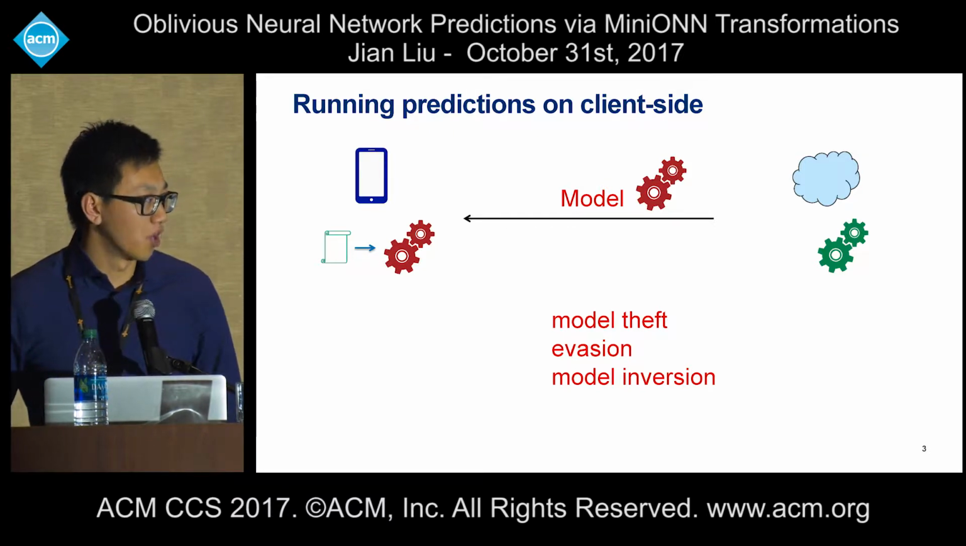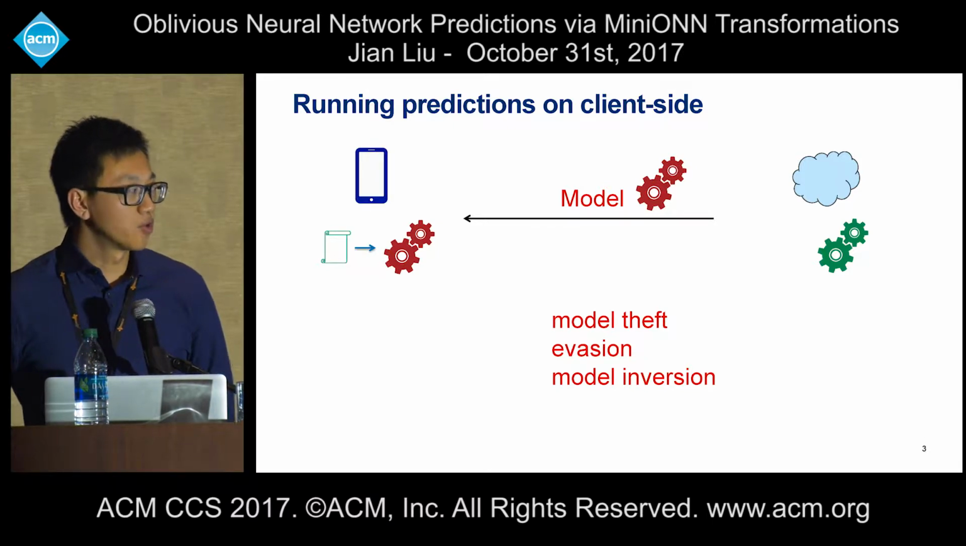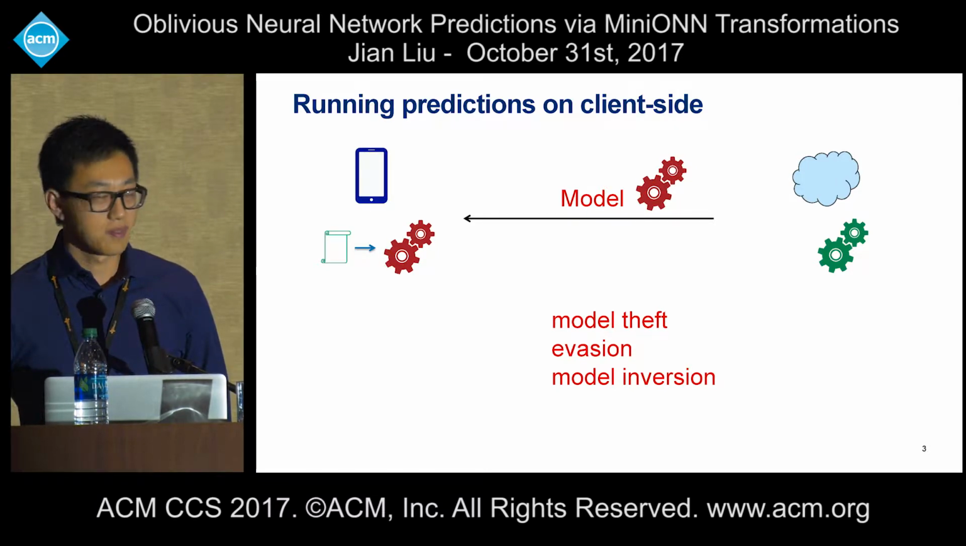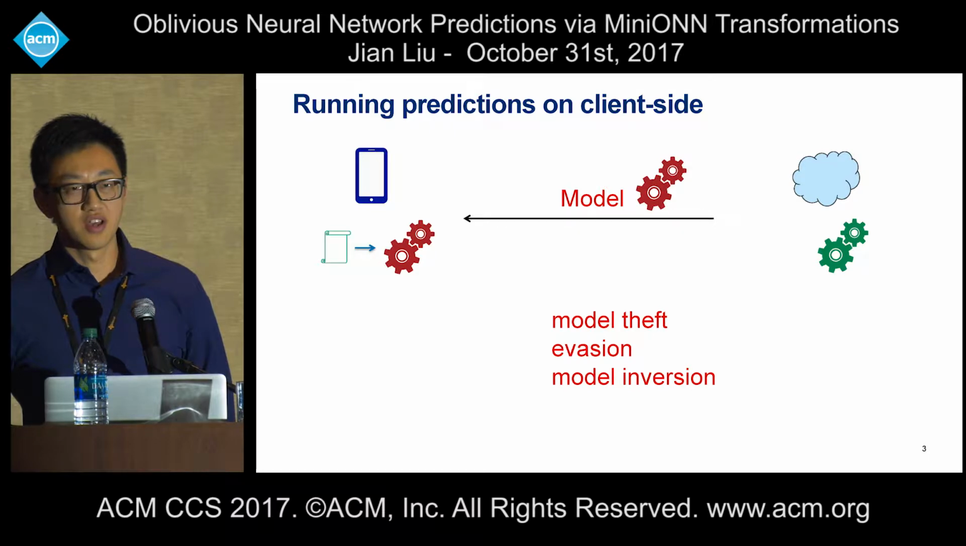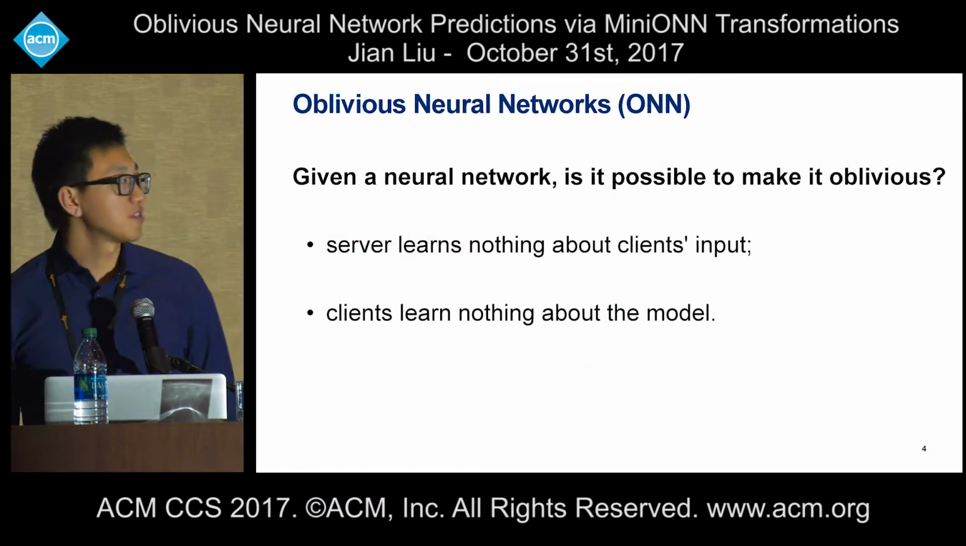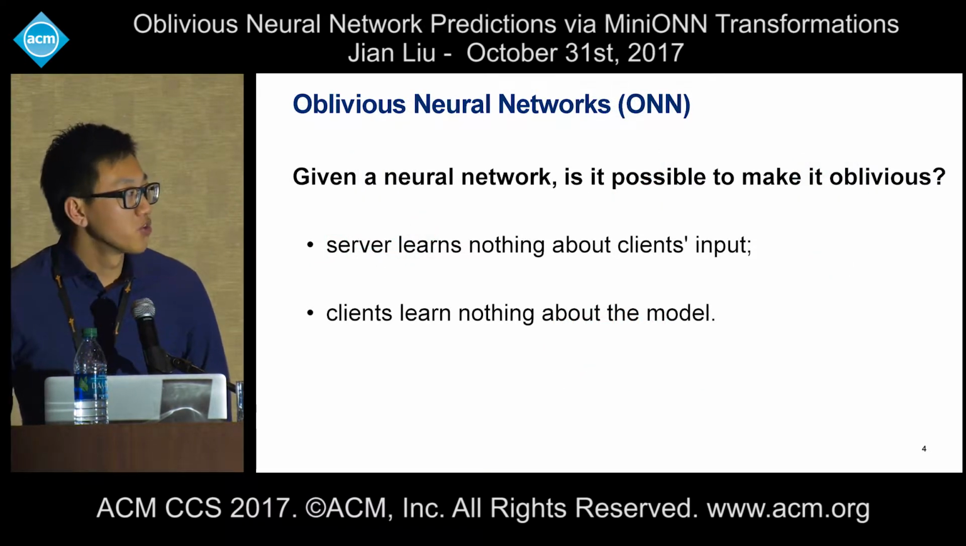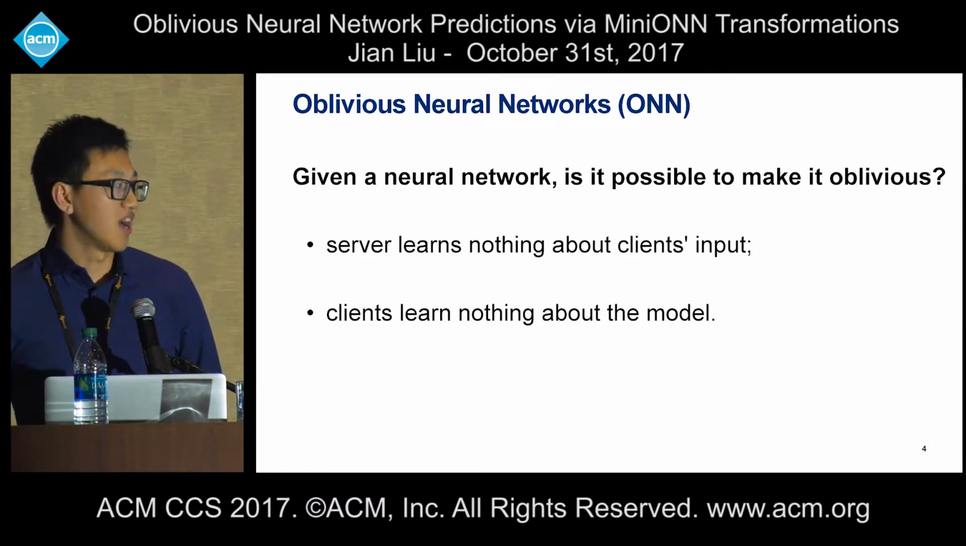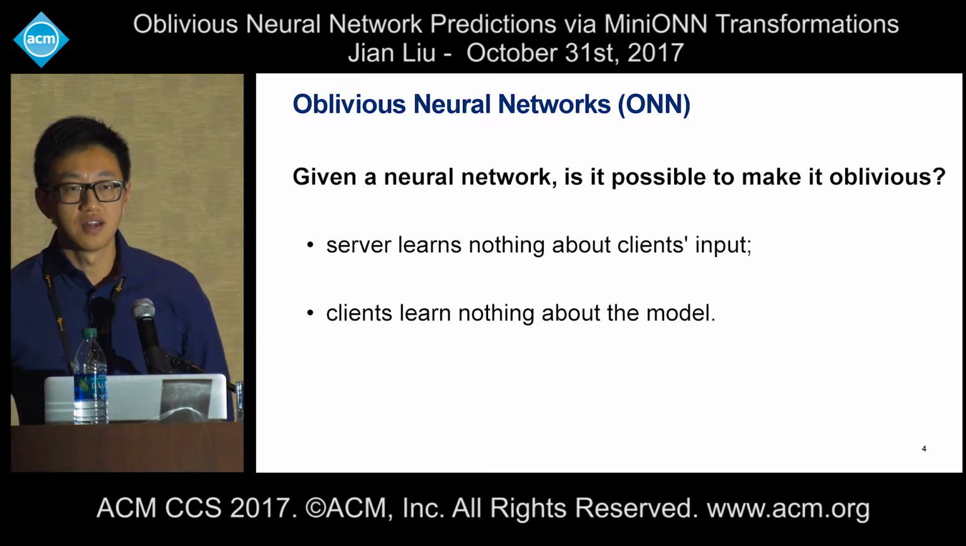So how should we solve the problem? We would like to have an approach that allows the client and the server to run the predictions in such a way that the client learns nothing about the model and the server learns nothing about the input. In our work, we are focusing on neural network predictions because this is the most commonly used machine learning technique. So to this end, we ask the question: given a neural network, is it possible to make it oblivious? What I mean by oblivious is that during the prediction, the server learns nothing about the client's input, and the client learns nothing about the model.